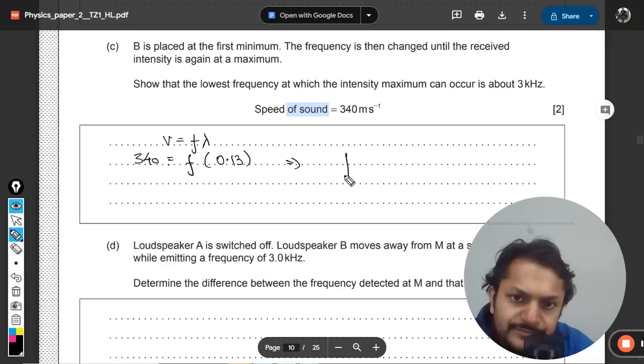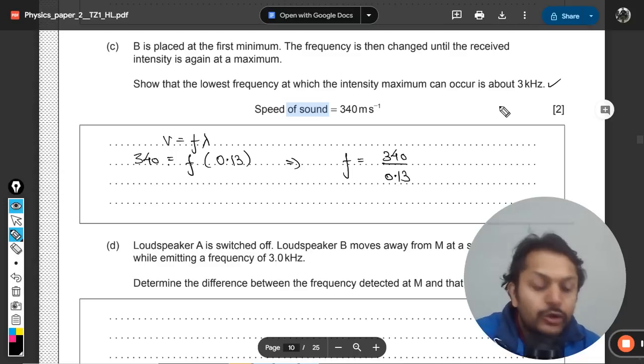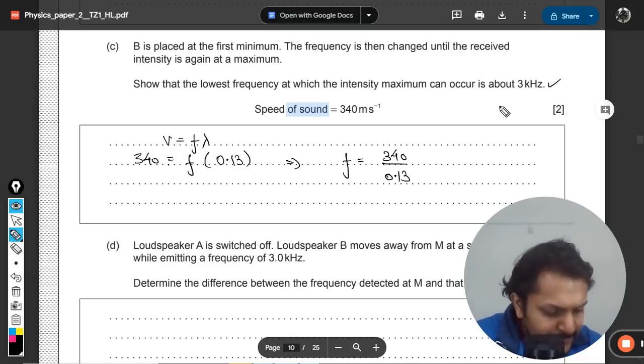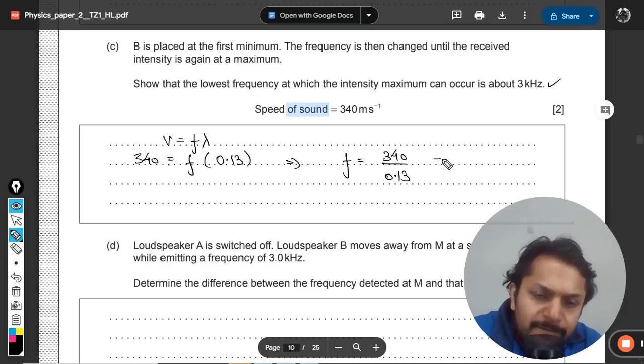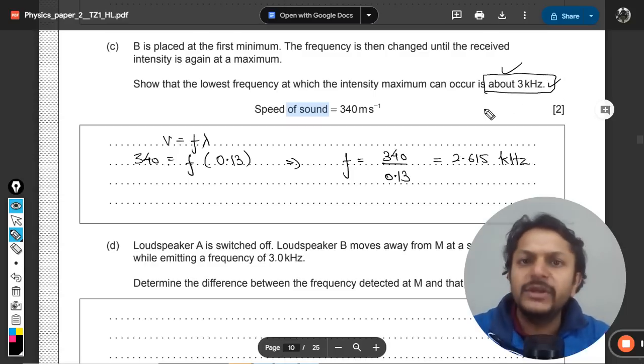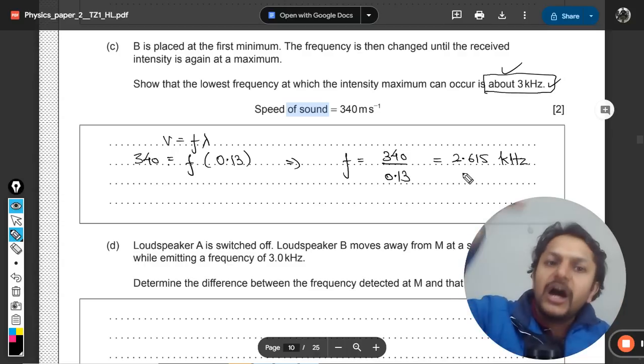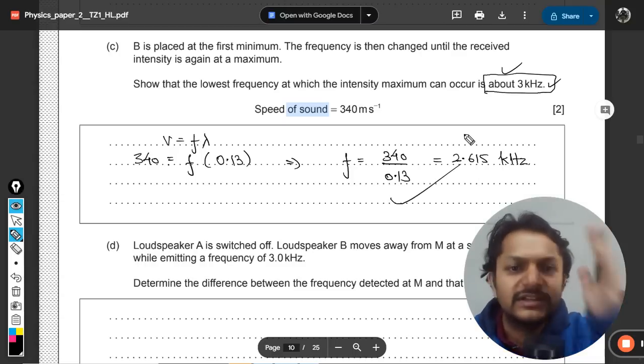From here, we find that the frequency should be given by this, and the answer will be coming out to be approximately 3 kHz. Let us see. 340 divided by 0.13. And the answer is 2.615 kilohertz. Definitely, it is about 3 kilohertz. So definitely they will not be giving you the correct answer there in the examination, but it is actually about 3 kilohertz. So this answer is absolutely correct.